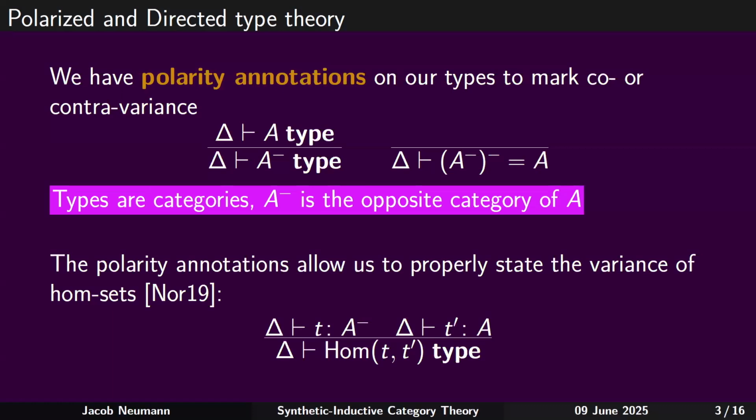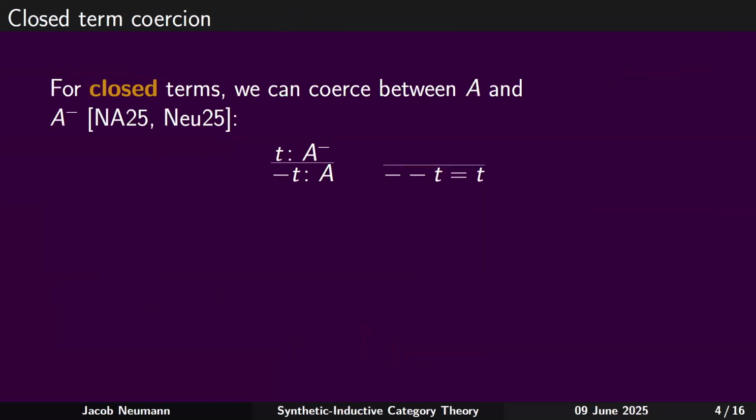And so these annotations allow us to put them on the Hom types. So we can say that if t is in A minus and t prime is in A, then we can form this Hom type, Hom t t prime. And this is ultimately going to be what prevents symmetry from being provable, but allows the transitivity of the composition to go through. And this all has semantics in the category model, just as Fernando was talking about. So say types are categories for the Hom case, and the objects are the terms of that, and then the morphisms are the terms of the Hom types.